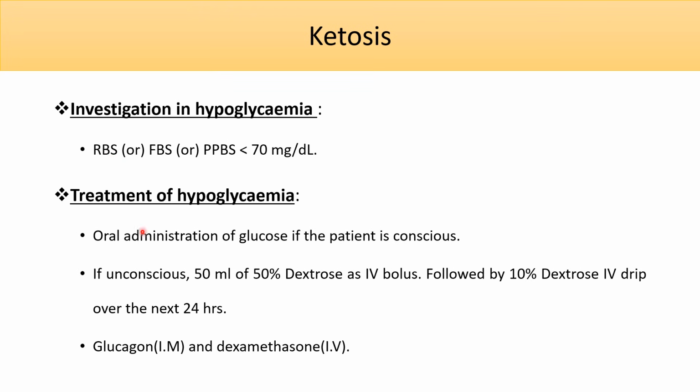So what is the treatment? If the patient is conscious, you have to give oral administration of glucose, and if the patient is unconscious, you have to give 50 ml of 50% dextrose as IV bolus, followed by 10% dextrose IV drip over 24 hours. So 99% of the time the patient will recover. Very rarely we have to give glucagon and dexamethasone. So these are the treatments for hypoglycemia.